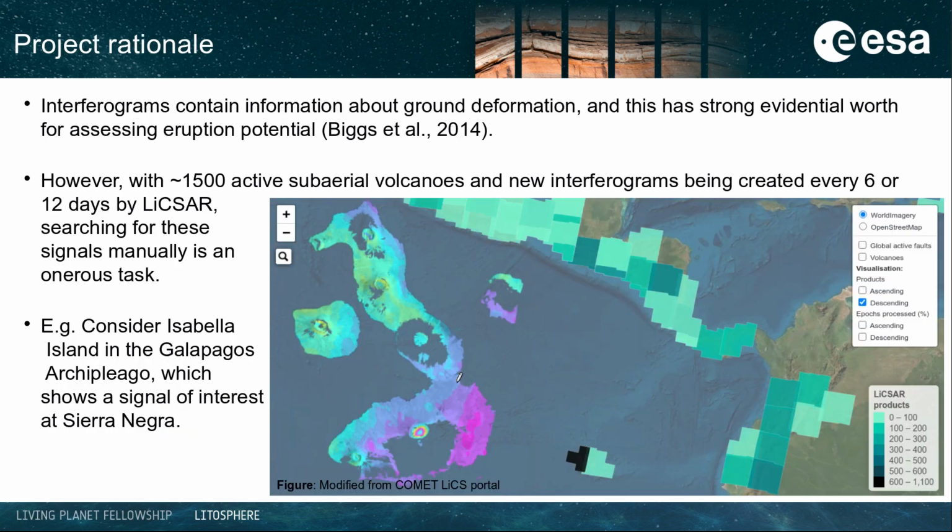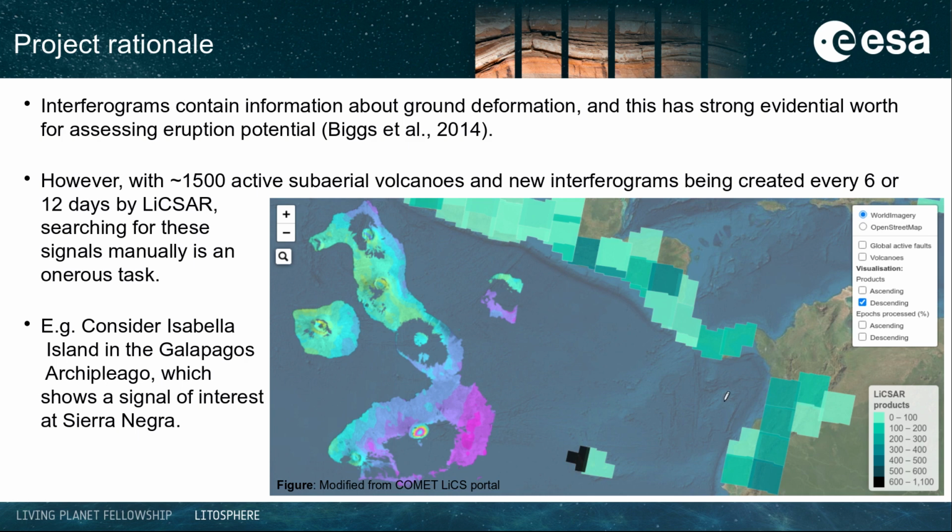The rationale for this work is that the Sentinel-1 satellites generate huge amounts of ground deformation data, and this data has really strong evidential worth for assessing eruption potential. But with 1,500 active subaerial volcanoes with new interferograms being created every 6 or 12 days by LiCSAR, searching for these signals manually in the data is a really onerous task.